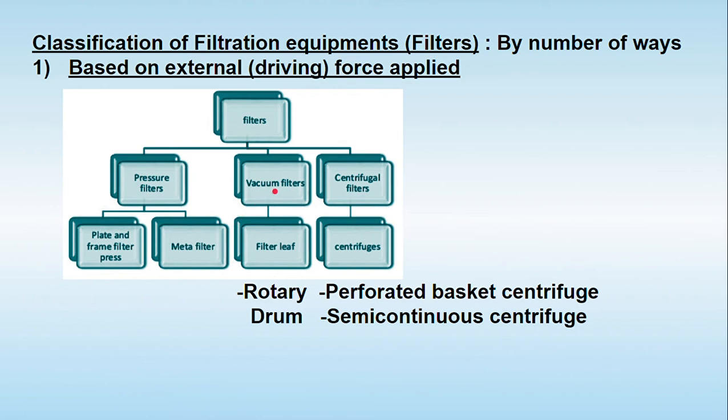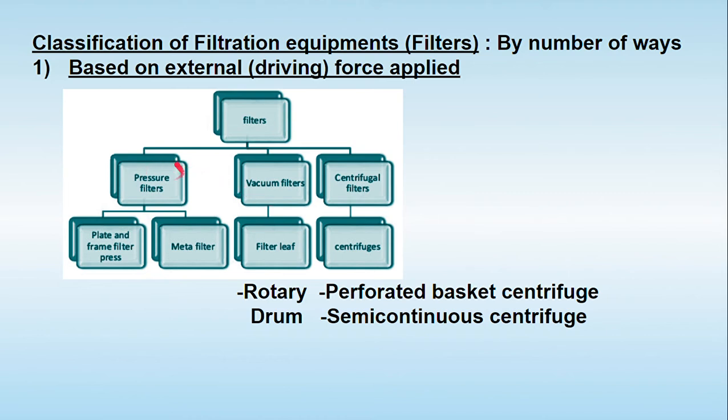The second class of this type of filters is called a vacuum filter, in which we apply the suction force at the place of the filter receiver. The example is the filter leaf. And the third type is where we apply the centrifugation force when the filtration is carried out. That type of filter is known as the centrifugal filter.